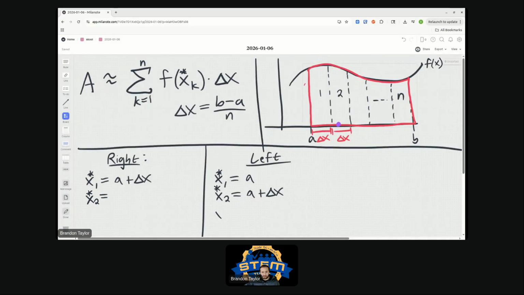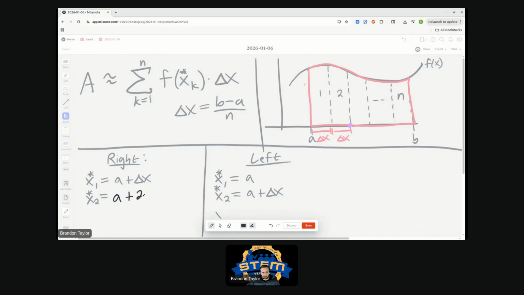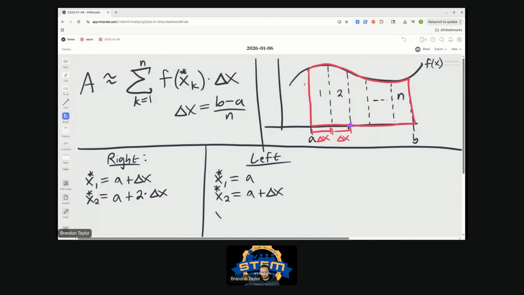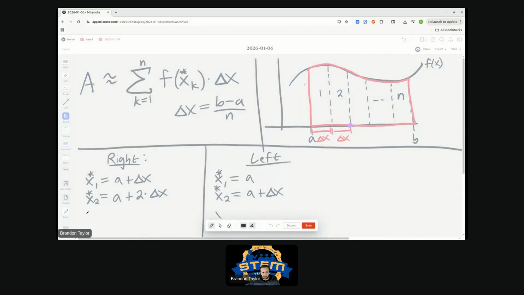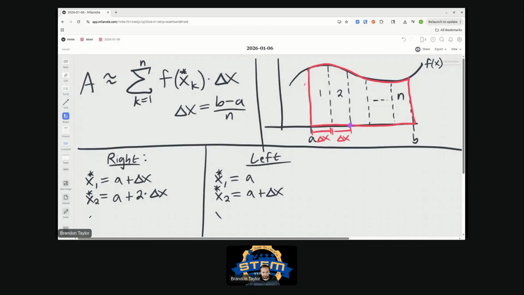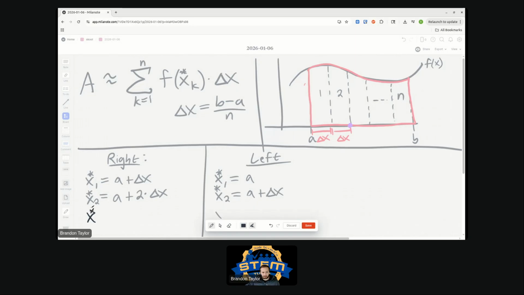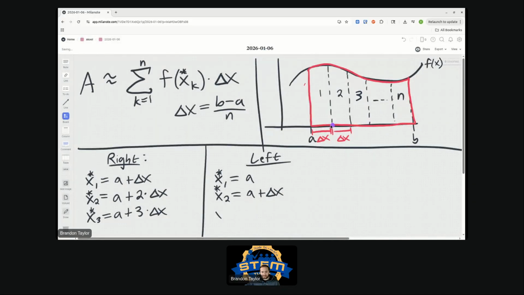Basically, in the second partition, all the way to the right, that would be a plus delta x plus delta x, or in other words, a plus 2 times delta x. And then in the third, you can probably see where this is going. X star 3 would equal a plus 3 times delta x, right? Because you start from 0, go to a, that's a plus 1 delta x plus 2 delta x plus 3 delta x. That would put you right here for the right of the third partition. So hopefully that logic makes sense.